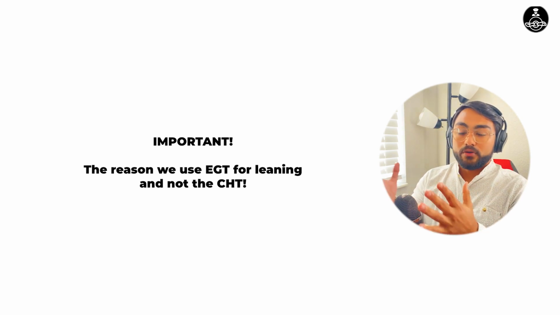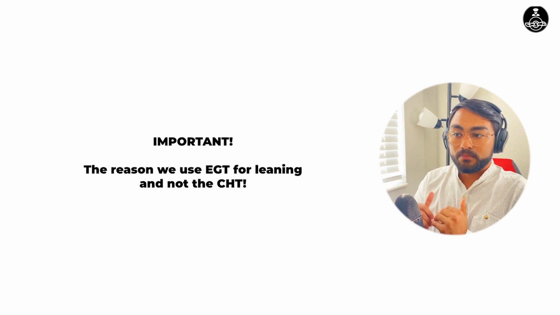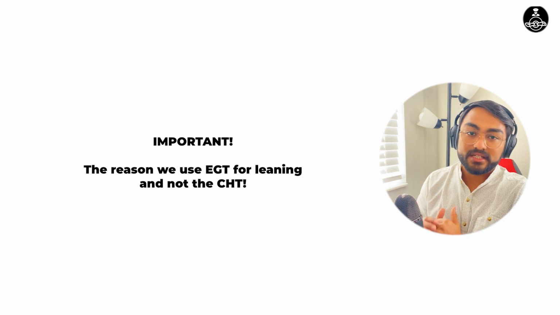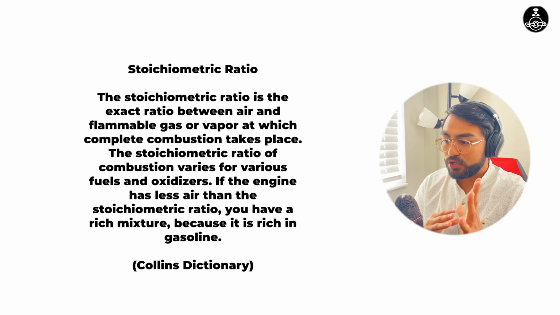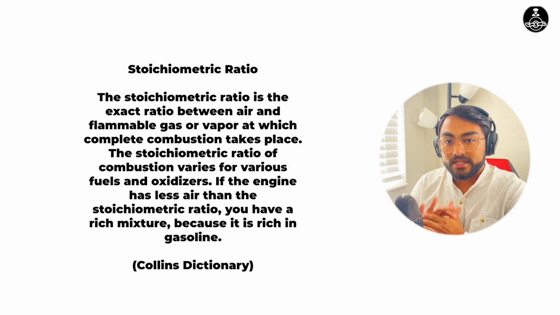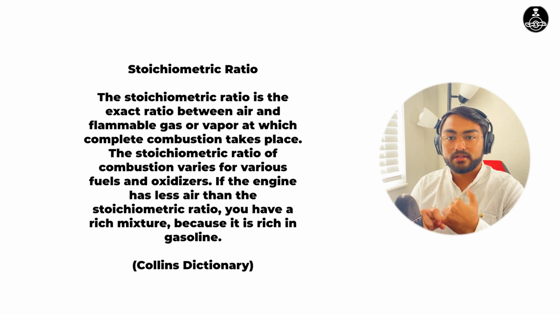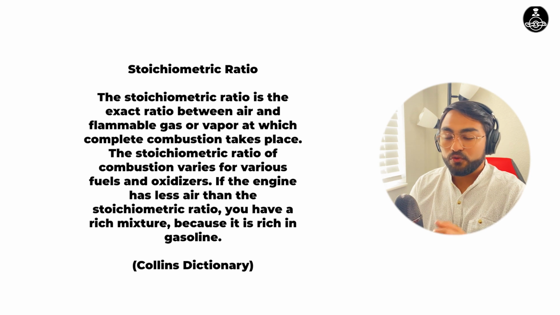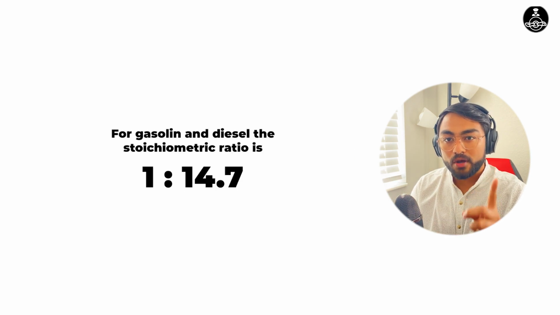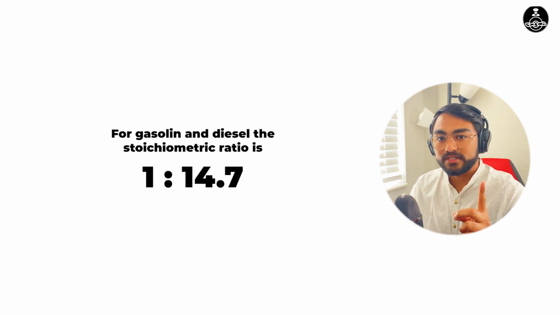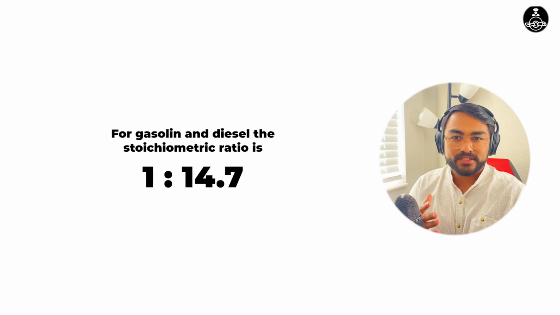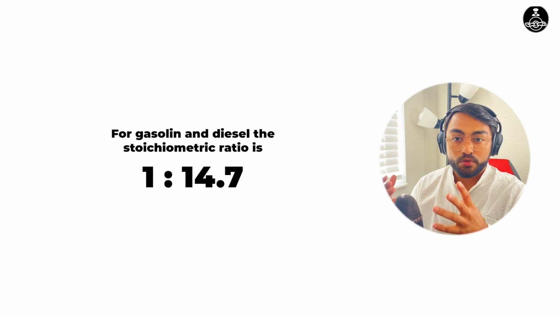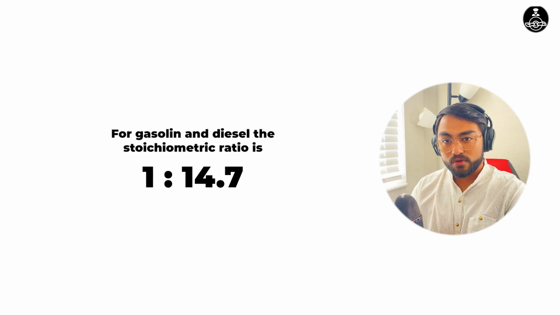Since we are talking about leaning, when will peak EGT be reached? Peak EGT will be reached whenever the stoichiometric ratio of 1:14.7 is reached. This is the stoichiometric ratio of fuel to air. How do we use this ratio? 1 pound of fuel for every 14.7 pounds of air, or vice versa. Like 14.7 pounds of air is required to efficiently burn 1 pound of fuel.